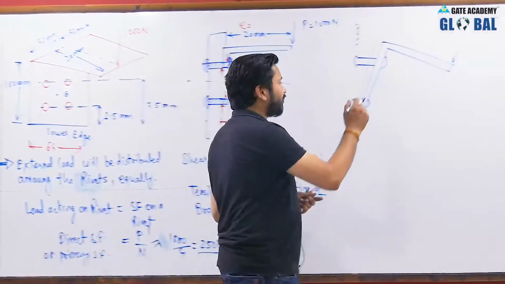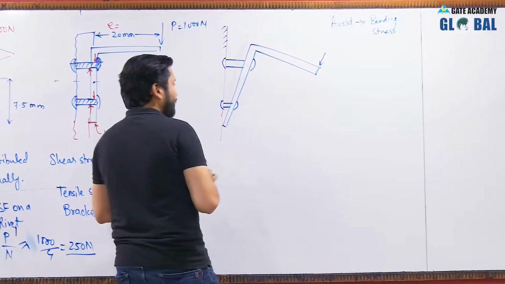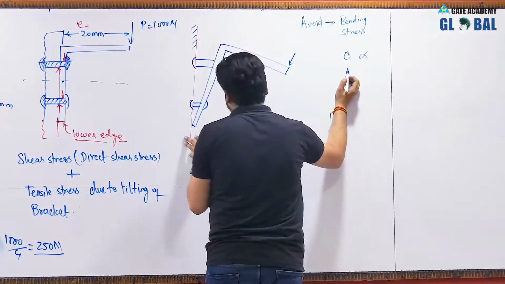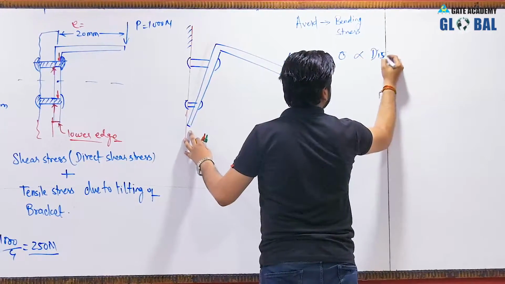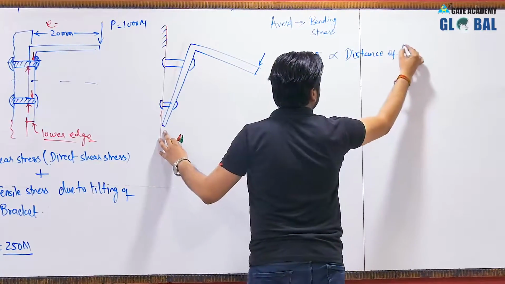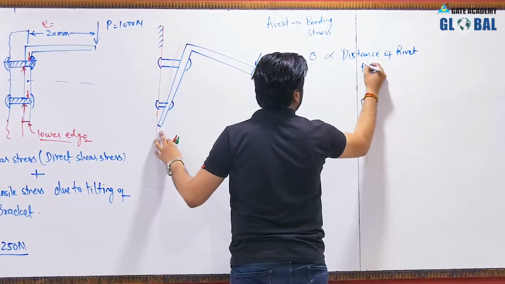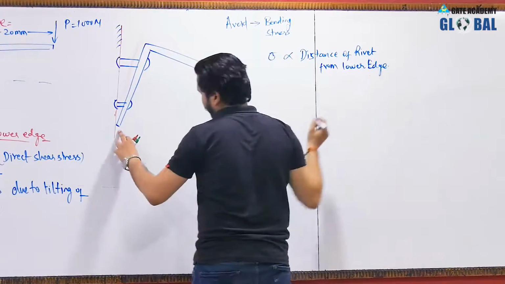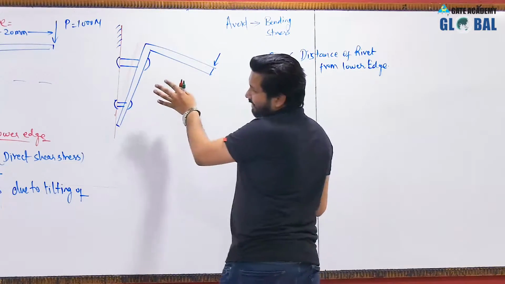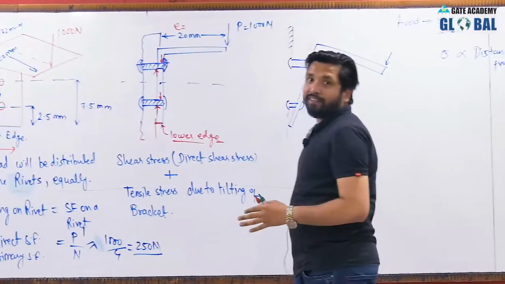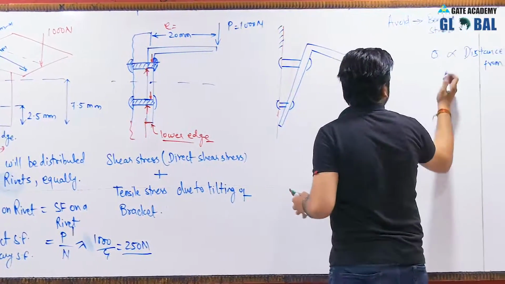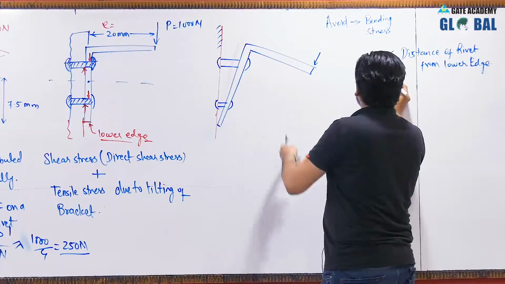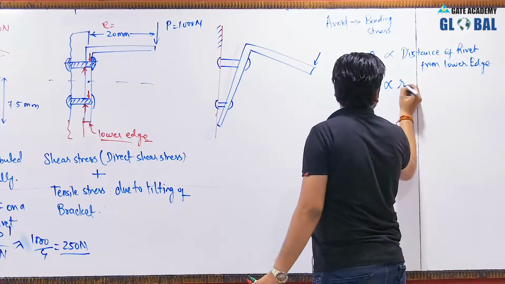Now due to tilting of the bracket, we will be seeing a tensile stress. So tensile stress will be directly proportional to the distance of the rivet from the lower edge. Now as each and every rivet will have the same cross sectional area, you can also say that the load acting on the rivet due to this tilting will be directly proportional to the distance r.